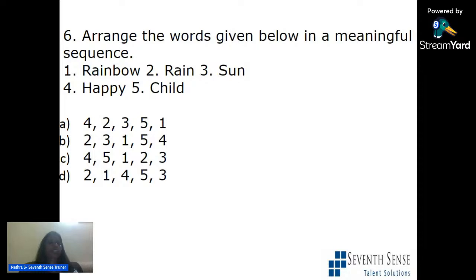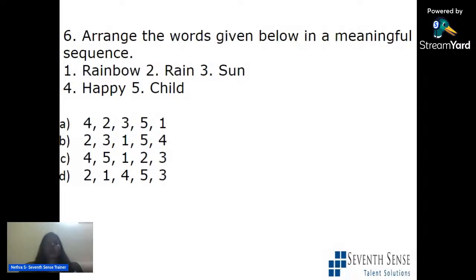So we'll go for option A first, that is 42351. So happy, followed by sun, followed by child and rainbow. So it is not possible as a logical sequence. So option D will go 21453. So that is rain, followed by rainbow, followed by happy, followed by child, followed by sun. So that is also not possible.